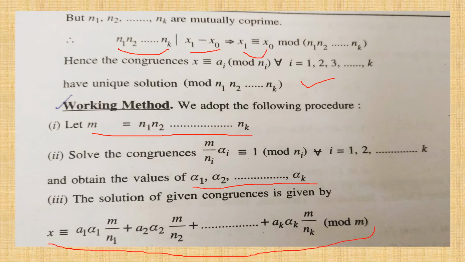You have to learn this part. Our solution is like this: a1 alpha 1 M upon n1 plus a2 alpha 2 M upon n2, where a1, a2 are given to us and alpha 1, alpha 2, up to alpha k we have to find.